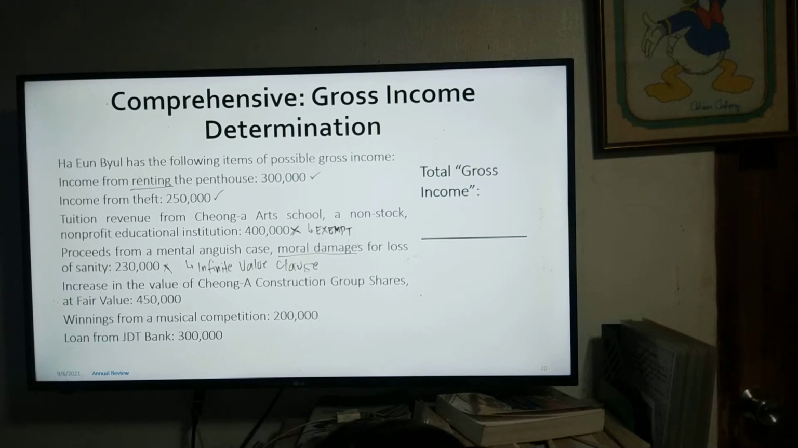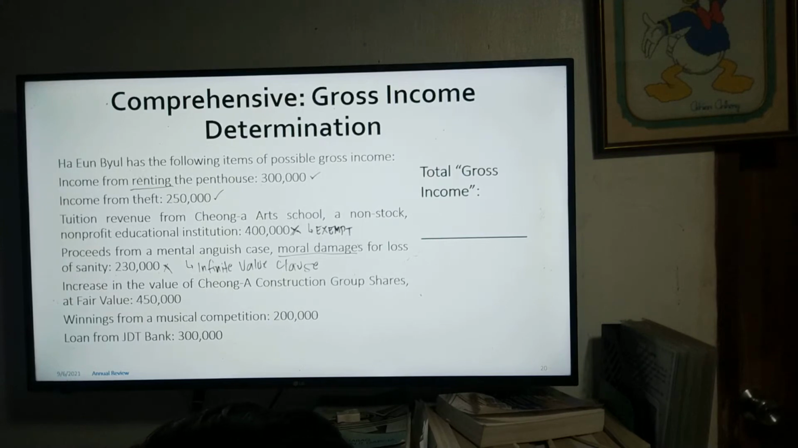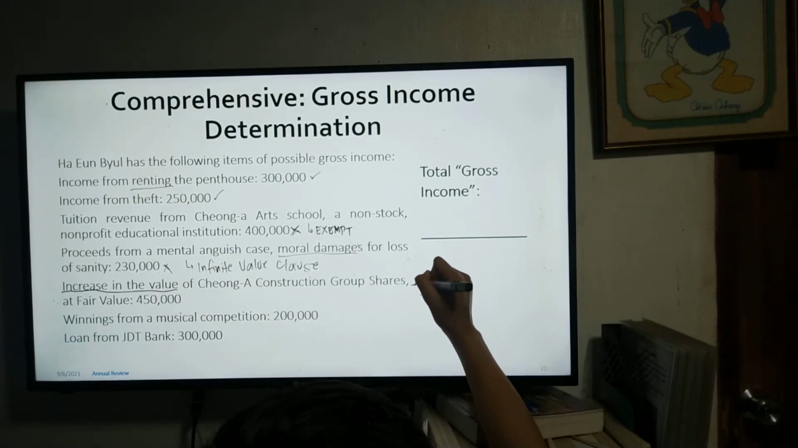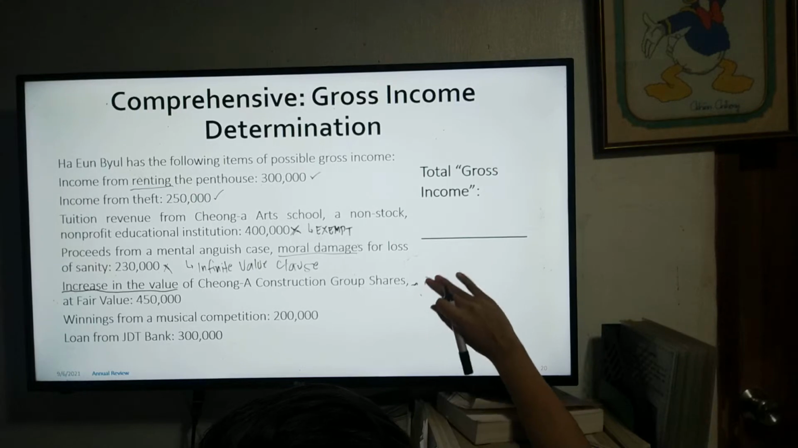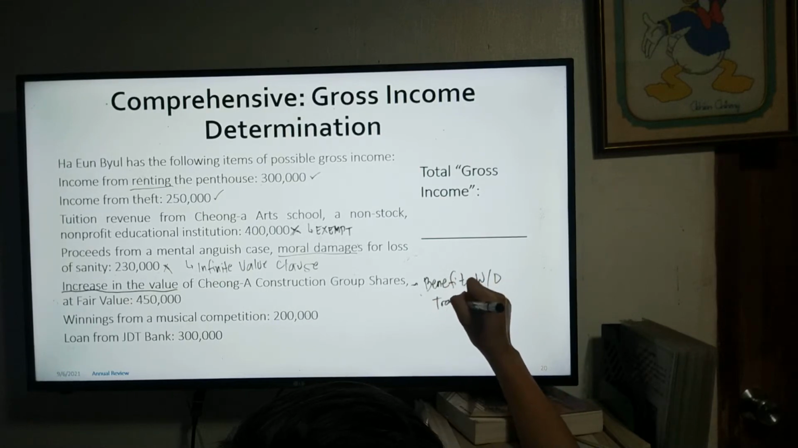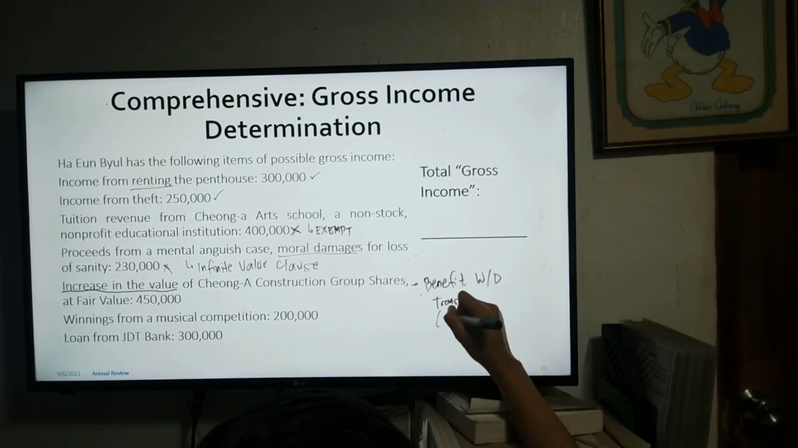Next, we have the increase in the value of Chonga Construction Group shares at fair value worth 450,000. What do you think? Is it included or not? Of course, not included. Basically, it's not included. Why? Because this is just an increase in value. This is a manifestation of a benefit without transfer. It's unrealized.